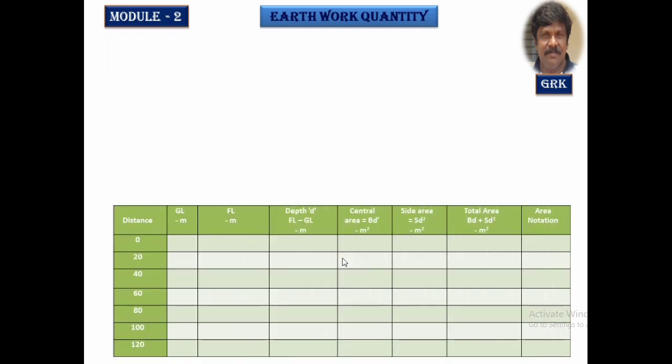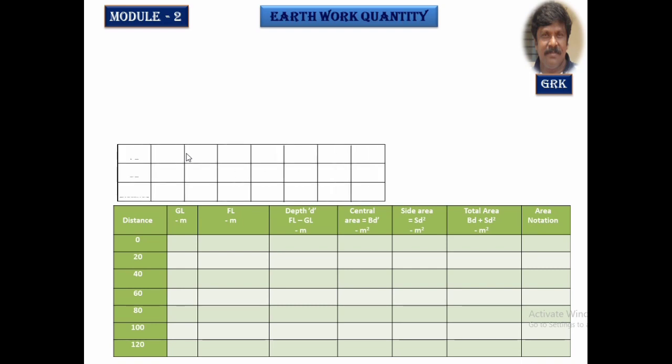By making use of a tabular column, there is a tabular column I have generated. There are the distances, ground level, the formation level. The difference between the formation level and the ground level will give you the depth of the sections, get the central area, get the side area, and the total area of that will be designated by the notations A1, A2, A3 like this, and understand it. I will just draw a longitudinal section of this to make you understand, and it is not necessary to be drawn in the examination. It's only to make you understand the concept.